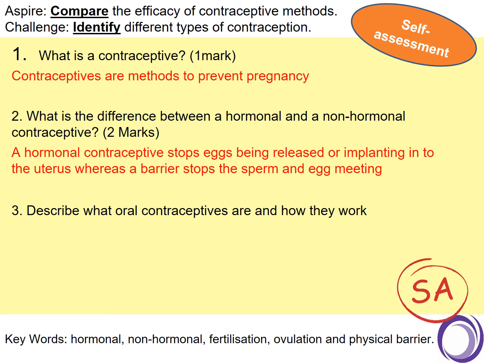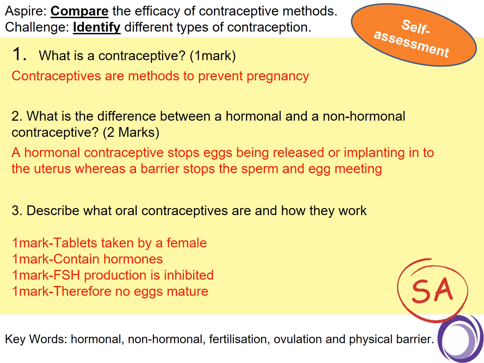And then finally, 1 mark for each bit. So oral contraceptives are the tablets taken by a female. They contain hormones. FSH production is inhibited or reduced, and therefore no eggs mature. So hopefully you managed to get all of those, and you can improve your answers in a different colour if you feel you missed any bits and pieces off there.